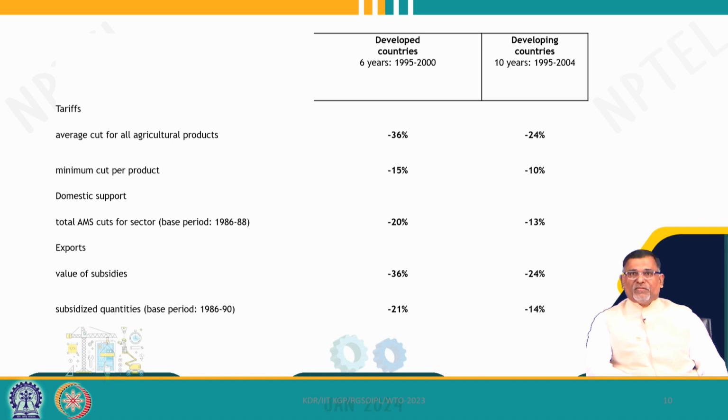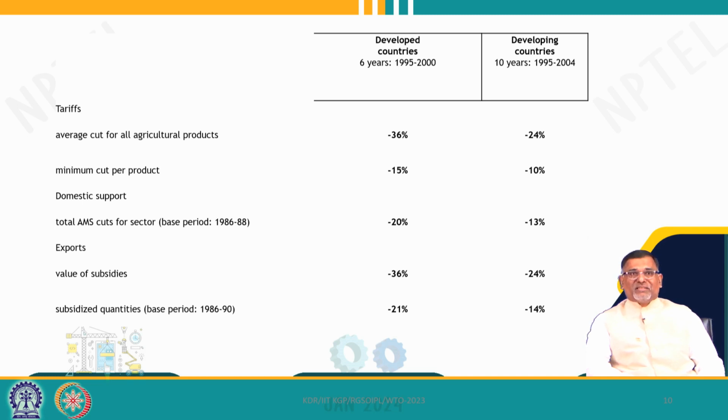So, if we look into these tariffs, we can see the average cut for all agriculture products is 36% by the developed countries, and at the same time developing countries are also obligated to reduce the tariffs by 24%, even though they got a 10-year period and developed countries only got a 6-year period. Remember, even for developing countries, this transition period was completed in 2004, 1995 to 2004. All these transition periods are over by the end of 2004, that means up to 2005.